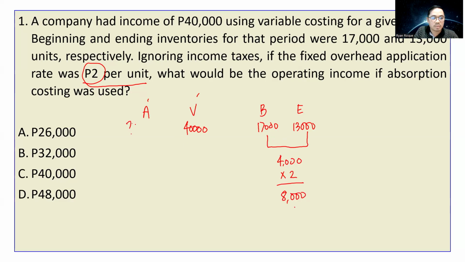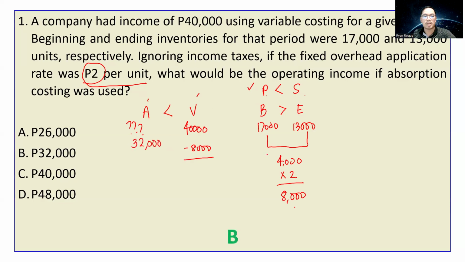Now, what would be your profit under absorption? Remember, you have to know the relationship between the beginning and ending. So beginning is greater than the ending, meaning your production is less than your sales. So again, we will follow the rule. If P is less than sales, A is less than V. So what would we do with the 8,000? Are we going to add or deduct? The answer is we're going to deduct and we will arrive with the answer of 32,000.